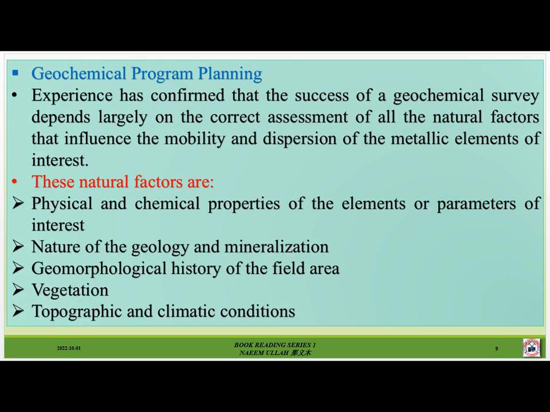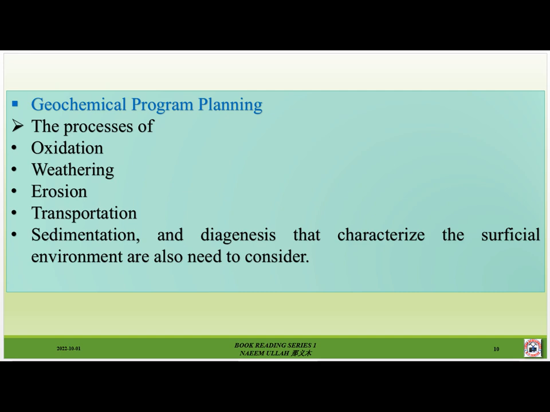Geochemical program planning. Experience has confirmed that the success of a geochemical survey depends largely on the correct assessment of all the natural factors that influence the mobility and the dispersion of the metallic elements of interest. These natural factors are physical and chemical properties of the elements or parameters of interest, nature of the geology and mineralization, geomorphological history of the field area, vegetation, topographic and climatic conditions. The processes of oxidation, weathering, erosion, transportation, sedimentation, and diagenesis that characterize the surficial environment also need to be considered.